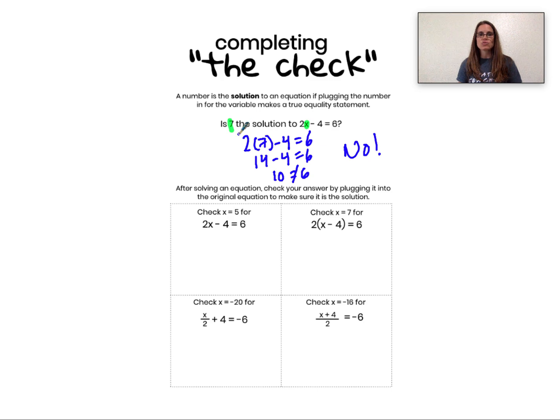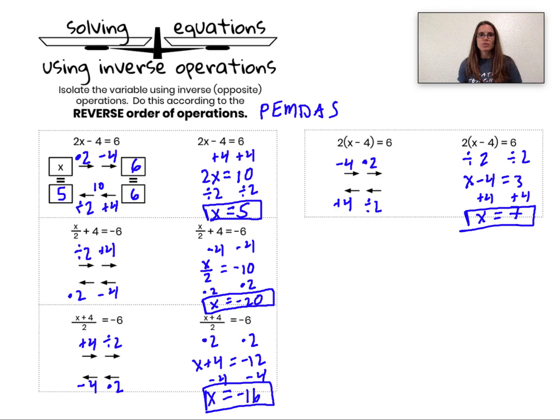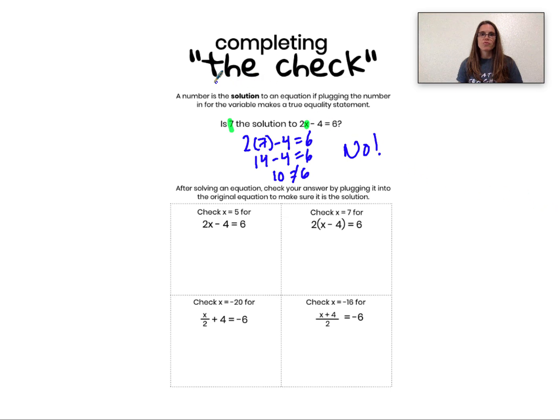Now this is exactly the sort of strategy we're going to use to check our answers after solving an equation. So if we look at this first equation, 2x minus 4 equals 6, we solved it in our previous notes page. 2x minus 4 equals 6. We got x equals 5. So after we've used inverse operations to solve the equation, we can perform the check by plugging in what we got for our solution. Let's use the highlighter for that. We can plug what we got for our solution in for x and see if we get a true statement. If we do, we know that we're correct and we didn't make any mistakes when solving.